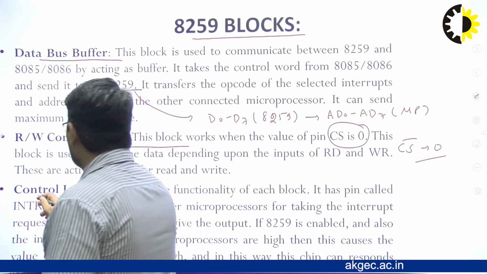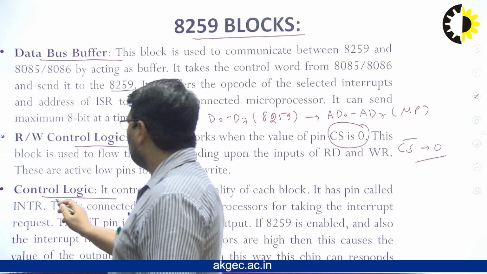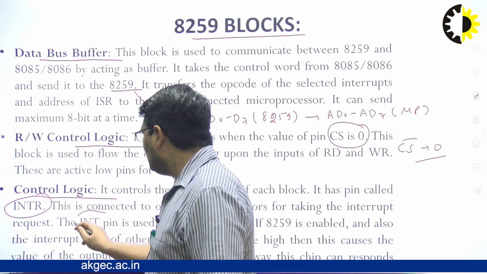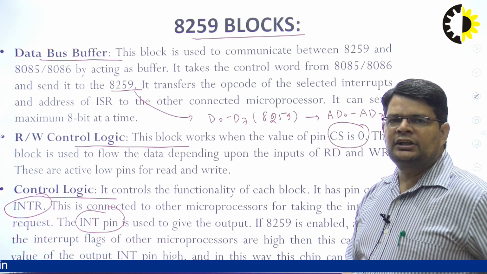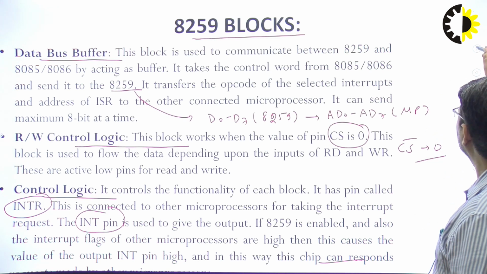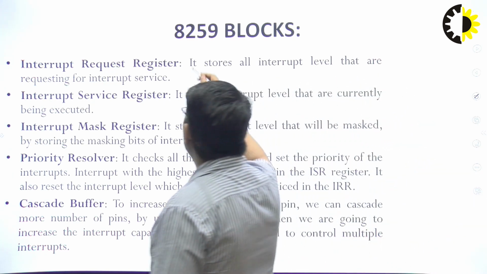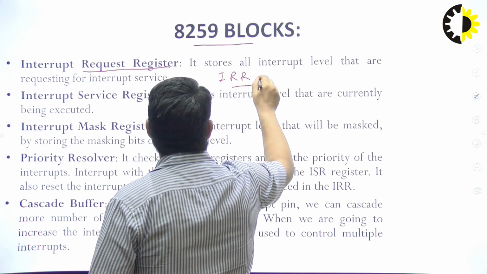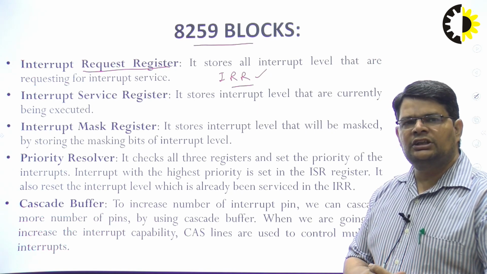Then we have control logic. It controls the entire operation of 8259, where the maskable interrupt pin INTR of the 8086 microprocessor is connected with the single output INT pin of the 8259, which has been received after deciding the priority in the 8259. These are the main important registers present inside the 8259 architecture. First is the interrupt request register, that is IRR, as we have discussed in the diagram. The interrupt request register is basically used for storing all the interrupt requests in the microprocessor.